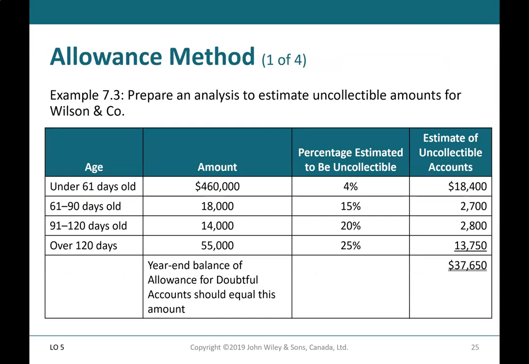Allowance method, 1 of 4. Example 7.3. Prepare an analysis to estimate uncollectible amounts for Wilson and Company. So we have each of the amounts, then we have the percentage estimated to be uncollectible, which is usually given to us by management, and then we multiply that by the amount to get our estimate of uncollectible accounts. And you add all of those up from the under 61 days, 61 to 90, 91 to 120, and over 120. And then that gives you the year-end balance for your allowance for doubtful accounts, and that's what it should equal. So in our case, it's 37,650.